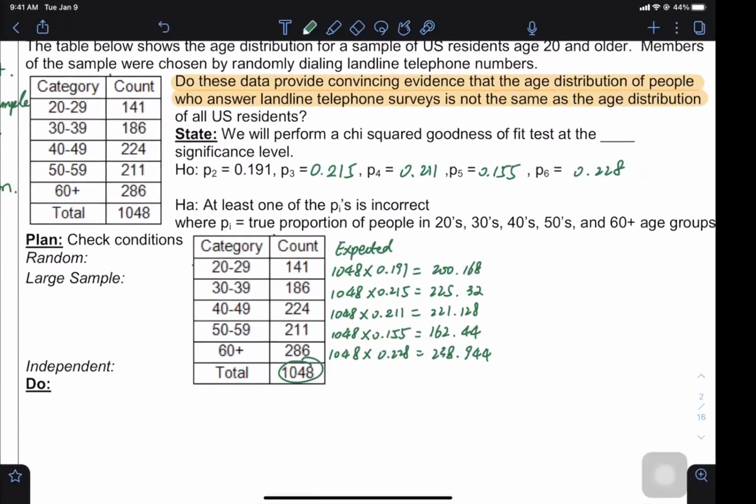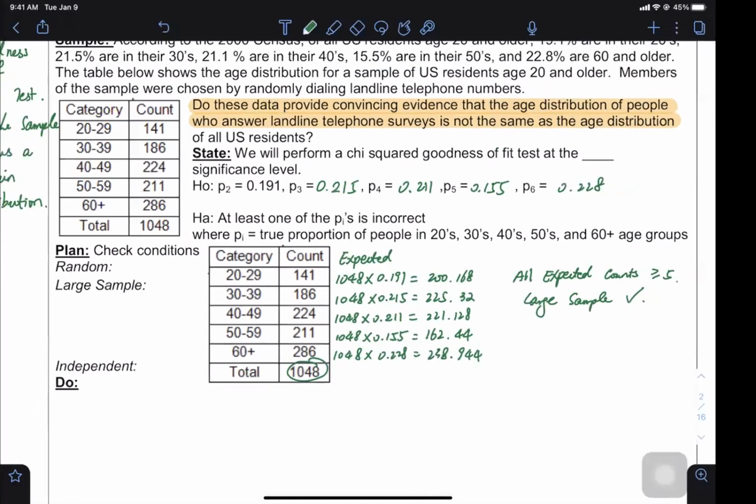And then we can see that all expected counts are greater than or equal to 5, so the large sample condition is satisfied. And also independence. So just make a reasonable assumption that there are more than 10,000 residents in the US. It is reasonable to assume there are more than 10 times the sample size in the US.